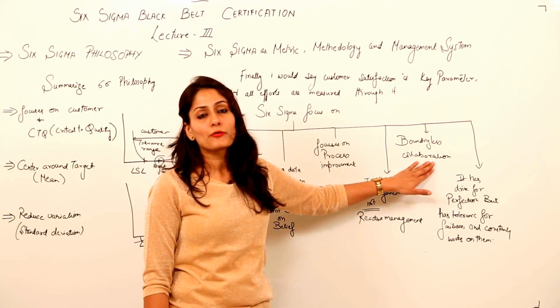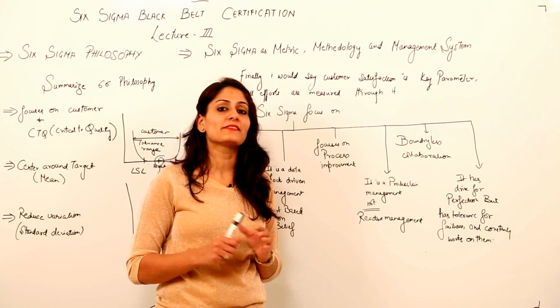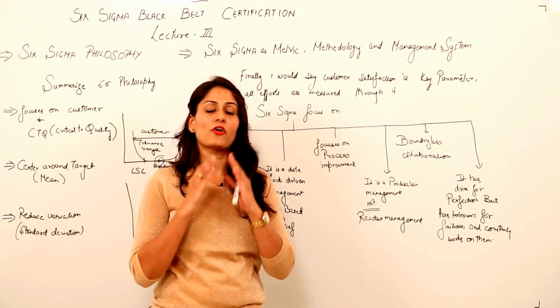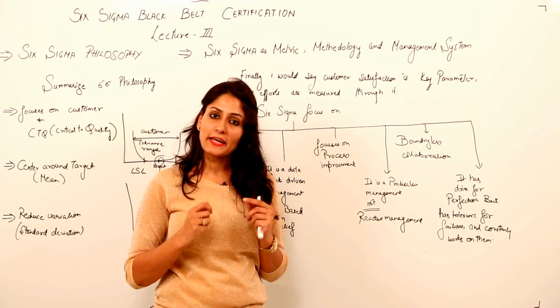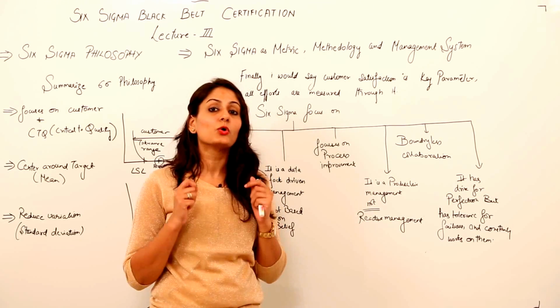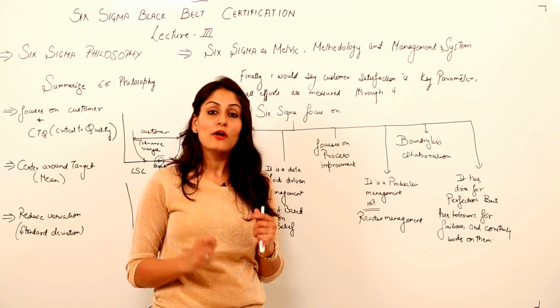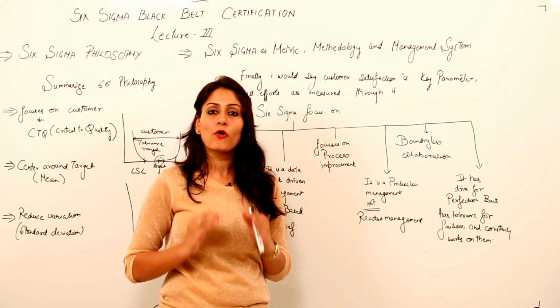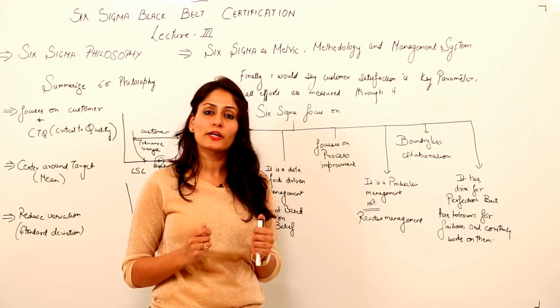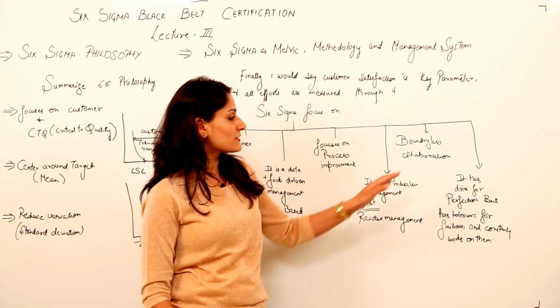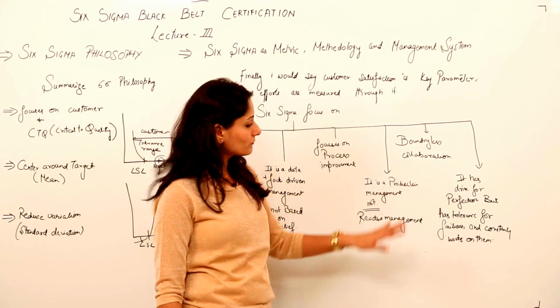Six Sigma is a boundaryless collaboration. This means it doesn't work on a department-wise basis. Six Sigma works in an organization as a whole. We can only implement or start a good Six Sigma project when it's embraced by an organization as a whole, from top management to the floor line employees. Everyone is working on Six Sigma techniques. They are following Six Sigma methodology. This is how Six Sigma works.